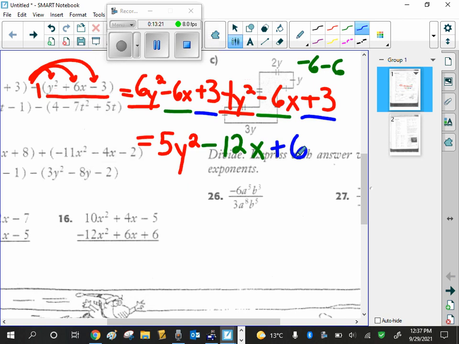This is the math text I used in 1998 when I taught grade 9. How old were you guys in 1998? 4 or 5? I was 28.